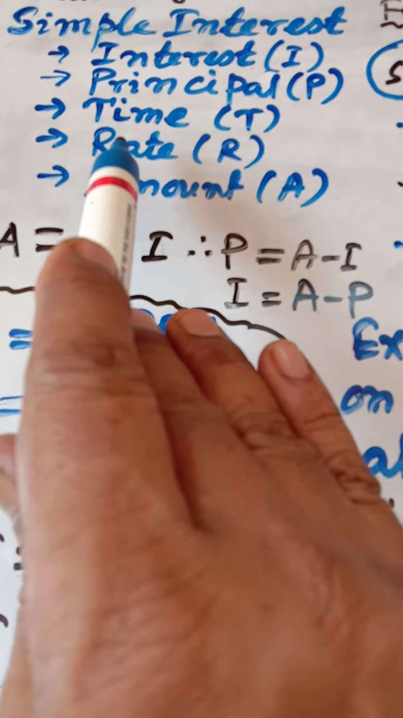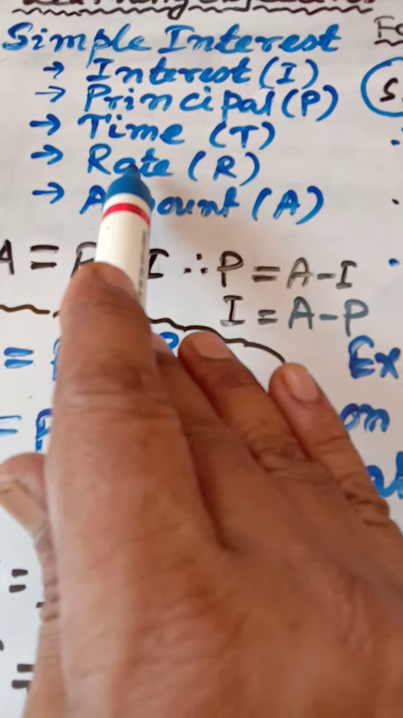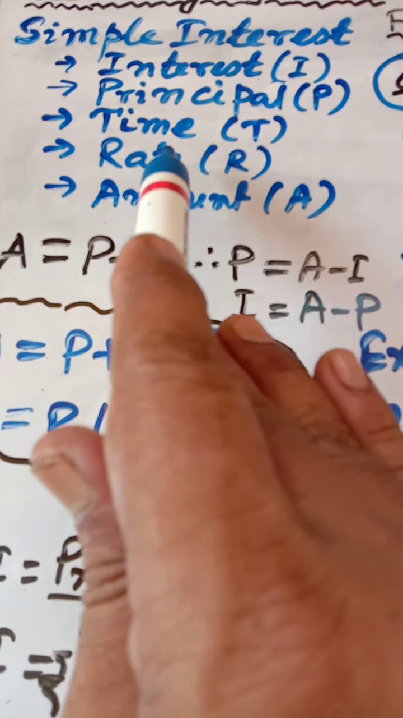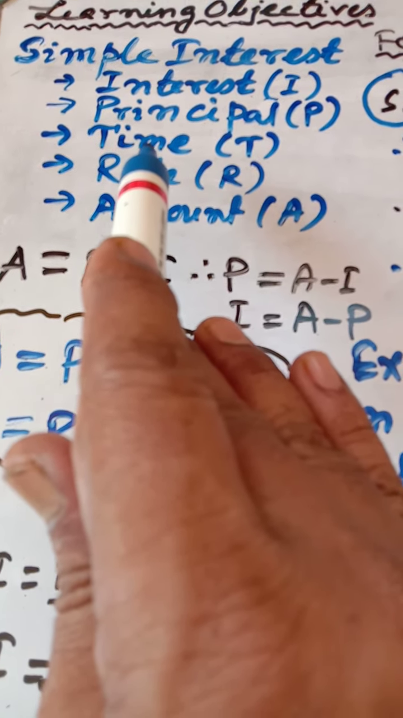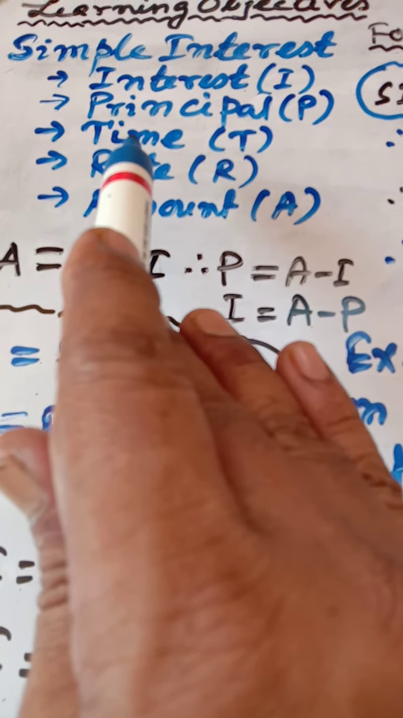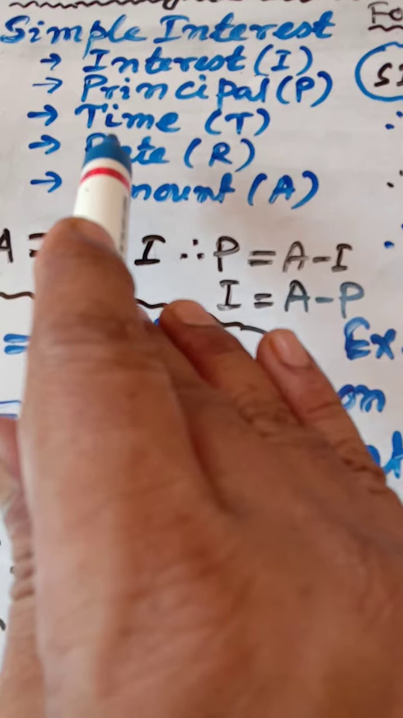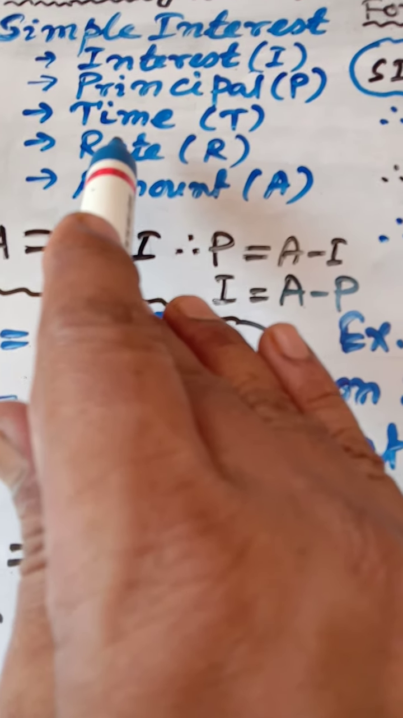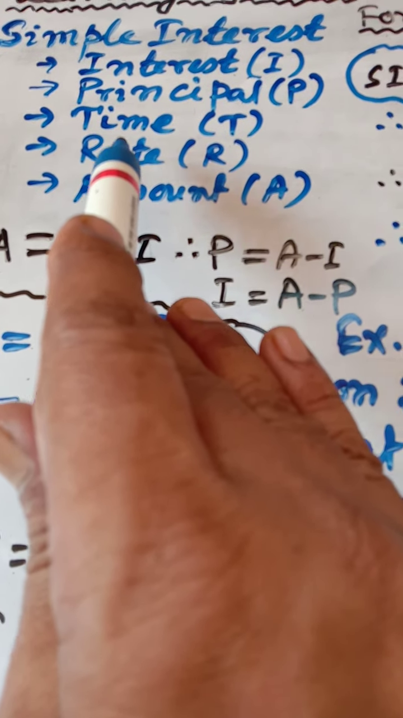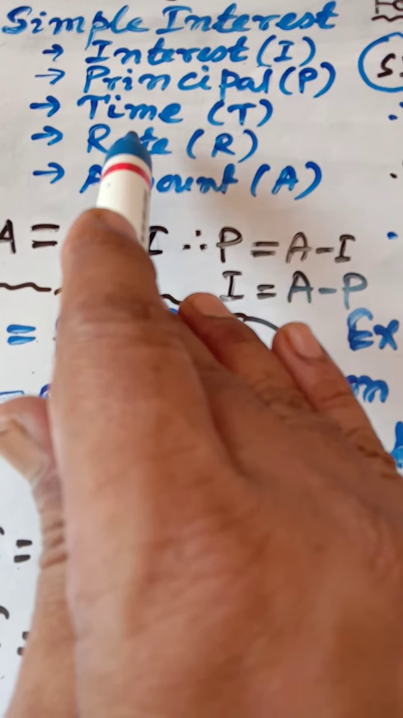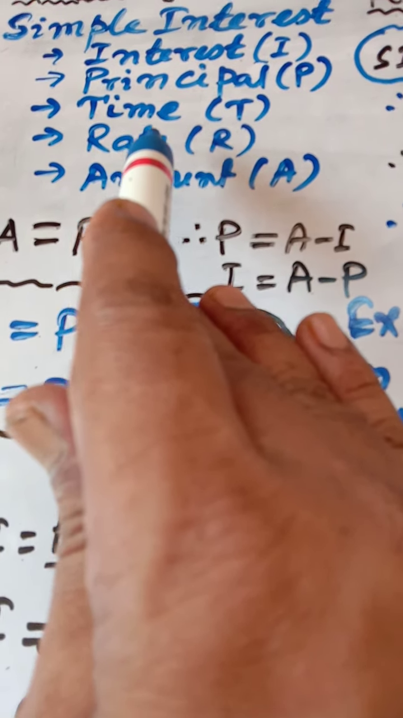Now the fourth concept is rate, usually said as R. Rate means, I said, over a period of time for rupees 100 how much is the extra amount getting, that is rate. Usually it is given in percentage. See, out of 100 how much it is, that is what is given to you.